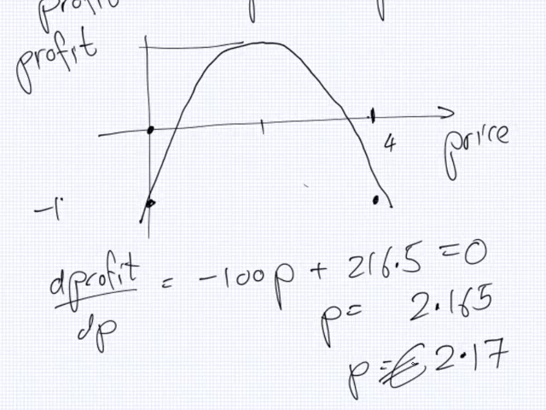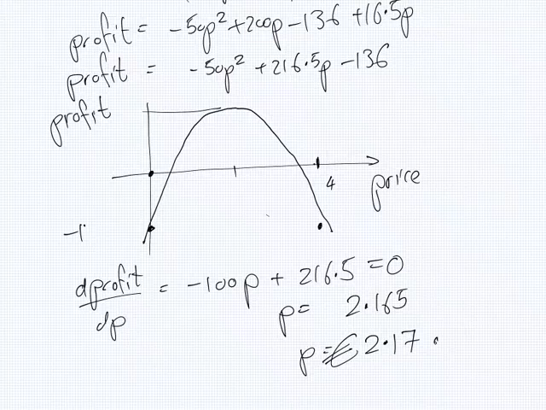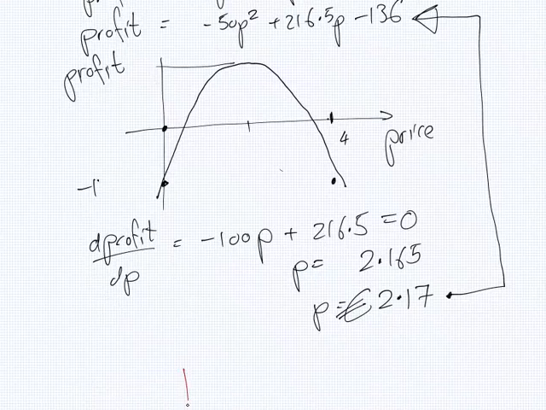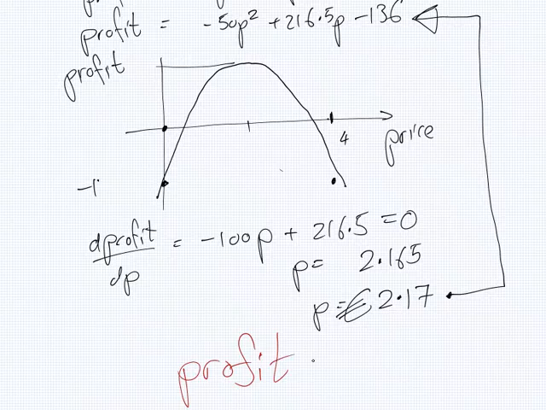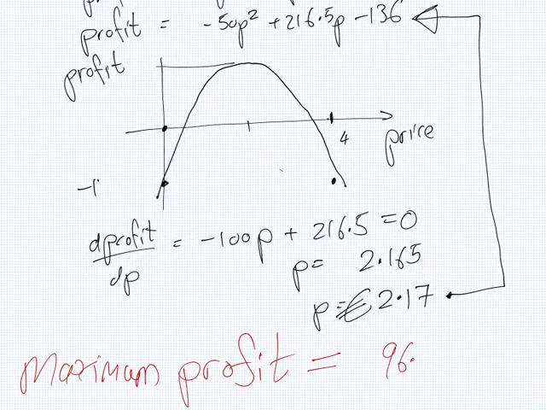Now, can you just take out your calculators and put this p value back into this formula and tell me what the profit is? 98.4. Euros, and this is per day. 98, was it? Sorry, 98.4. Okay.